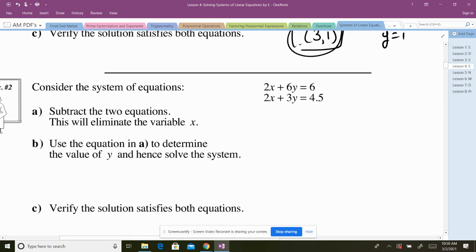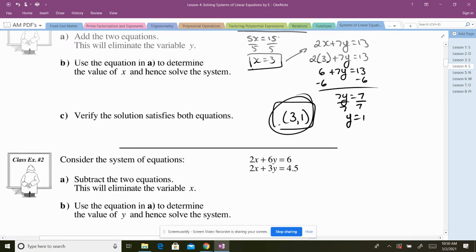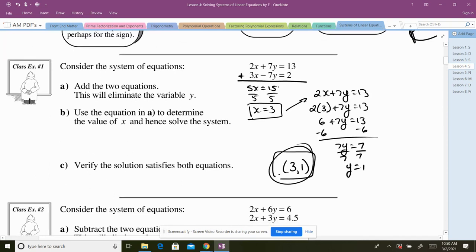So let's look at this one down here. We have 2x plus 6y is equal to 6. 2x plus 3y is equal to 4.5. It doesn't matter which variable, but you want them to have the same coefficient. You want them to have the same number. It doesn't matter if it's positive or negative. In the top one here, we had positive 7y and negative 7y, so we could just add them together and the y's would disappear, right?